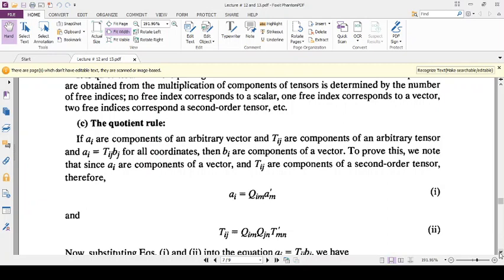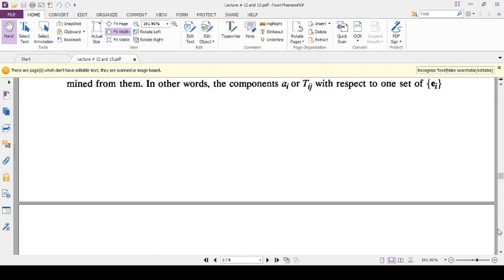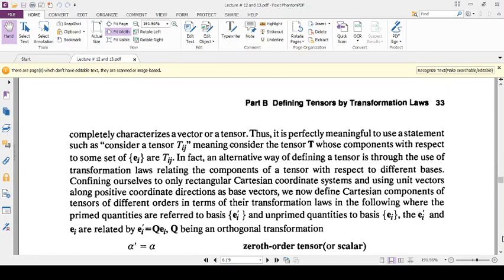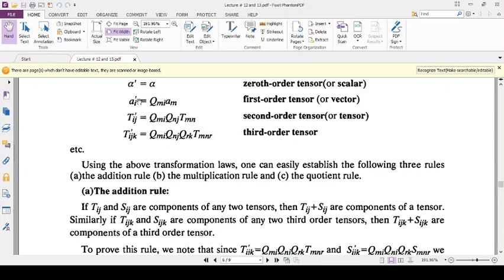To prove this, we note. Now what do we have to prove? We have to prove b_i are the components of a vector. So we have to find some sort of transformation law that we have seen in the previous page. Here, this type of transformation law we must have.